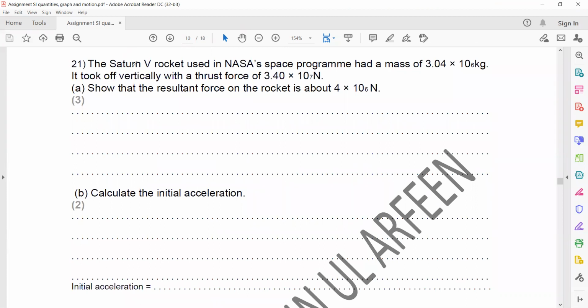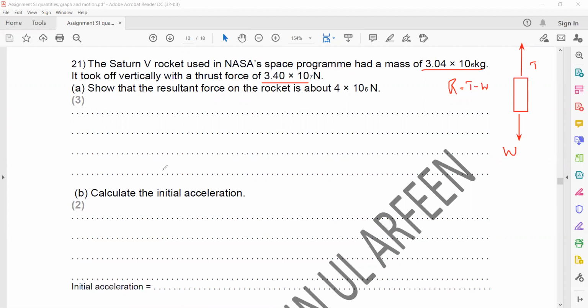This question: the Saturn V rocket used in the NASA space program had a mass of 3.04 × 10^6 kilograms. It took off vertically with a thrust of 3.4 × 10^7 newtons. Show that the resultant force... So how do we get the resultant force? For example, if this was a rocket, the weight of the rocket is acting downward and the thrust will act upward, and the difference of the two will give us the resultant force. So resultant will be equal to T minus W.